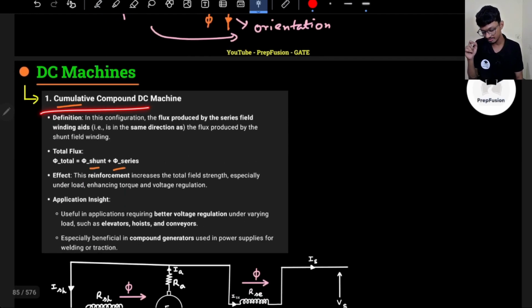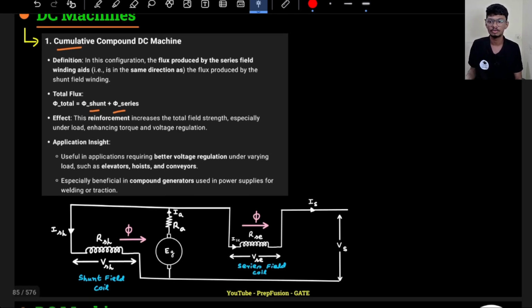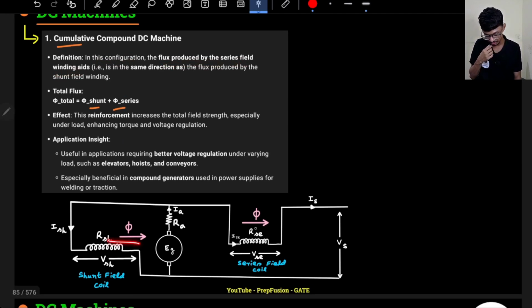So a cumulative compound machine is a machine in which both the series field flux and the shunt field flux aid each other. In this configuration, the flux produced by the series and the shunt field will aid each other. We show it diagrammatically like this, with both the fluxes in the same direction. The same diagram you can draw for a motor, no problem.